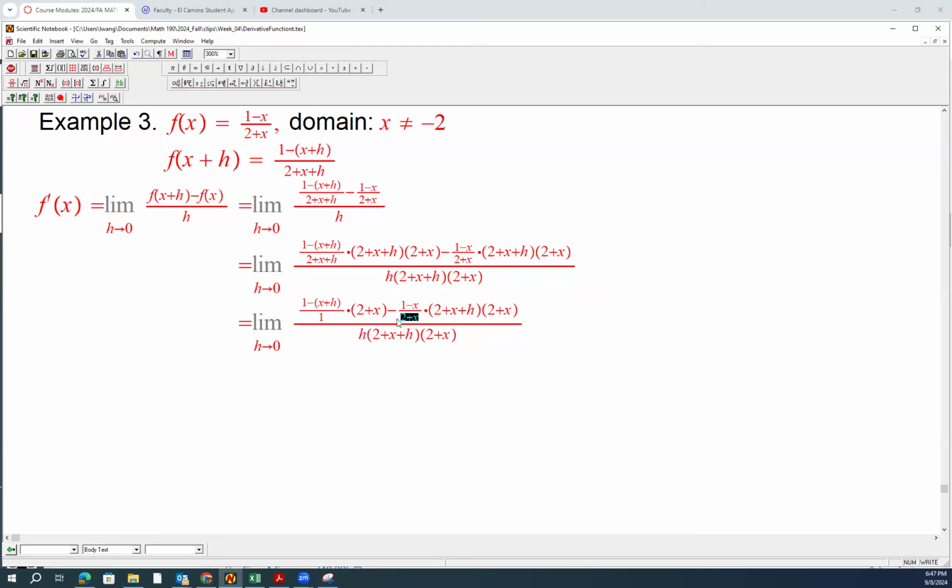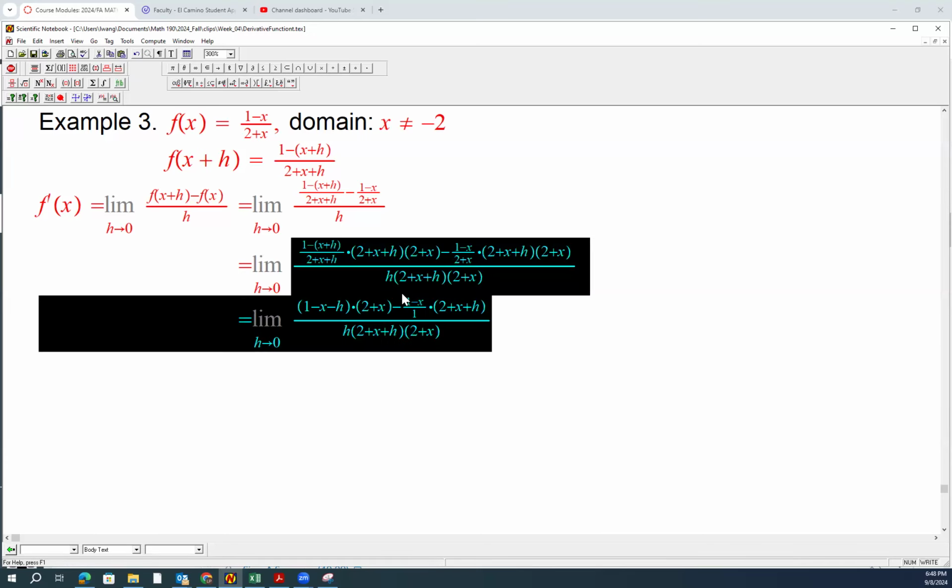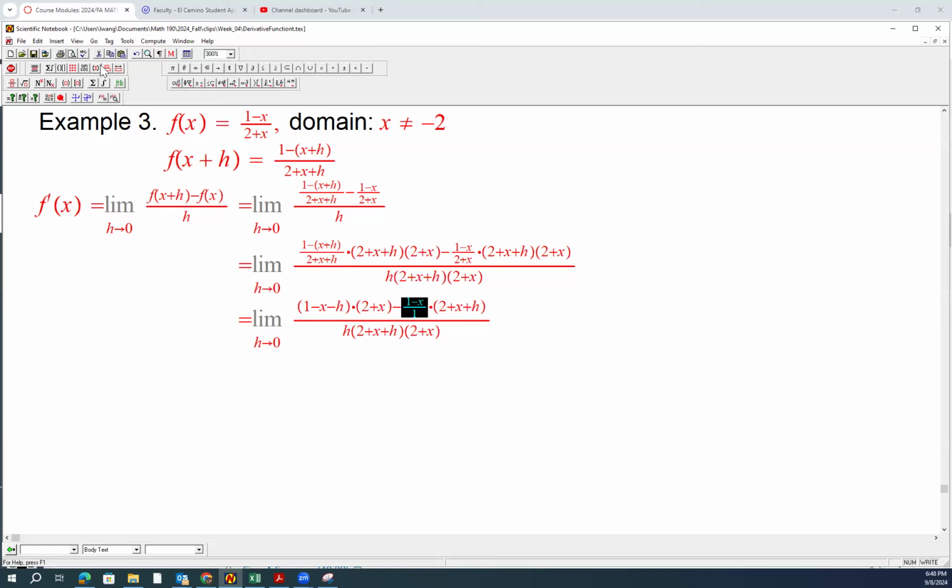2 plus x plus h reduced with this piece, 2 plus x reduced with 2 plus x. And what do we have left? Over here, you may like to write it as minus x minus h, right? Minus x minus h. We need to be very careful. And we just have this piece left right there. And over here, you have 1 minus x over 1. So we just replace it with just 1 minus x in the parentheses.